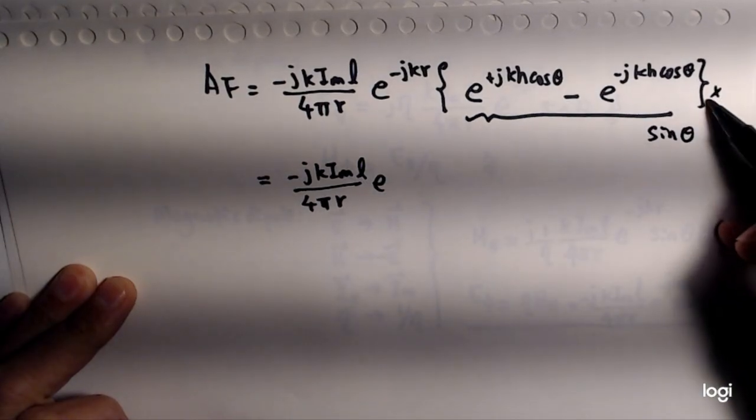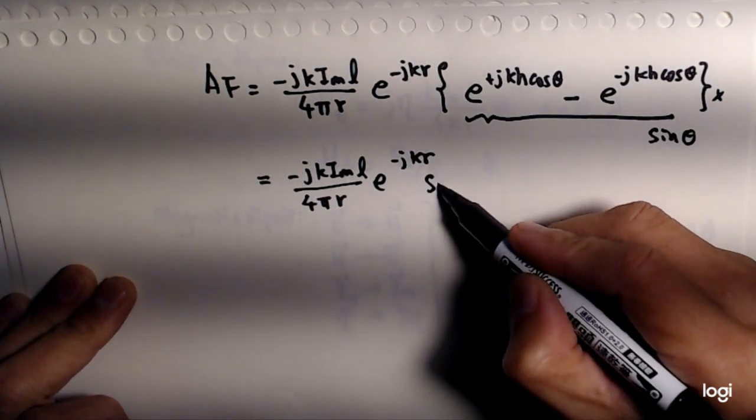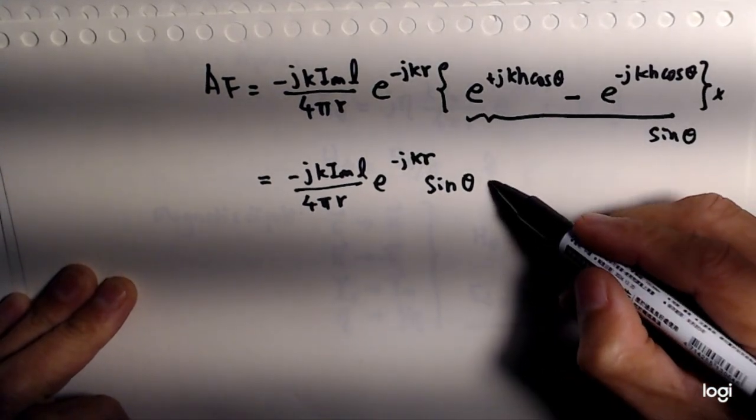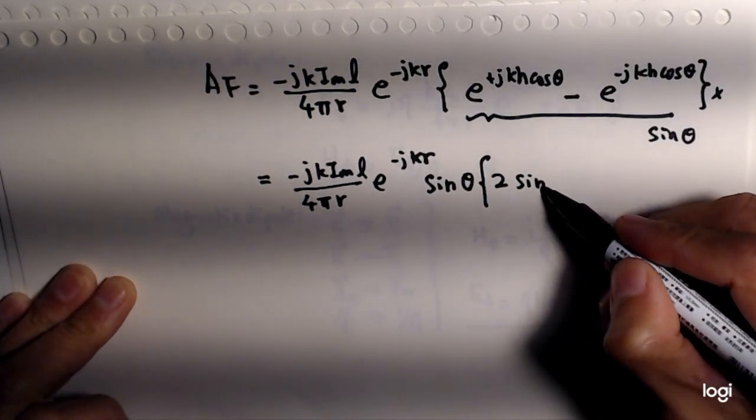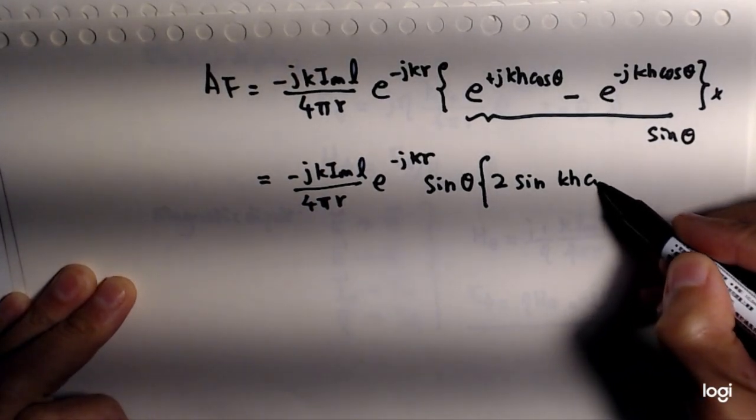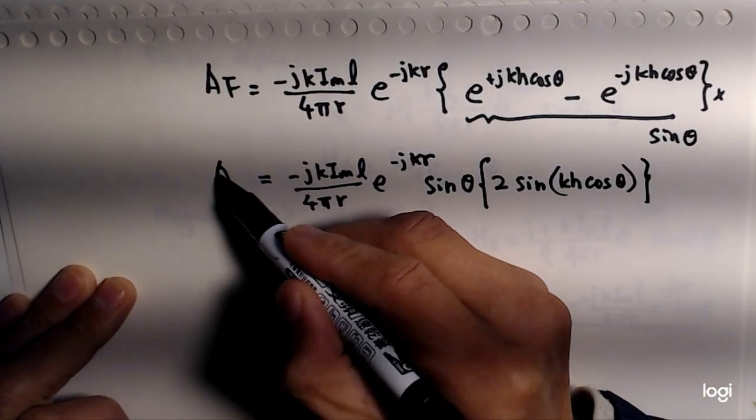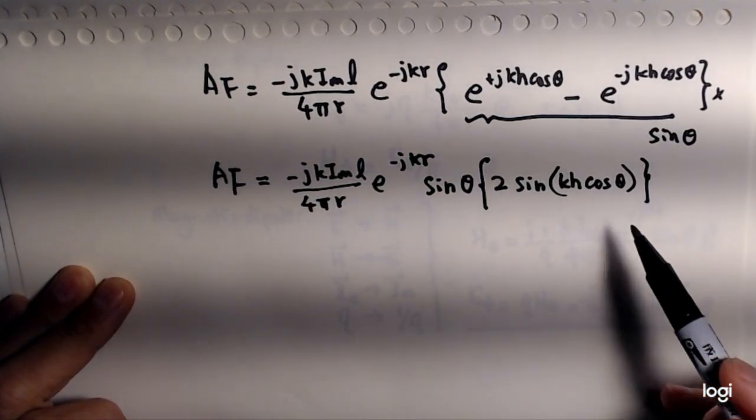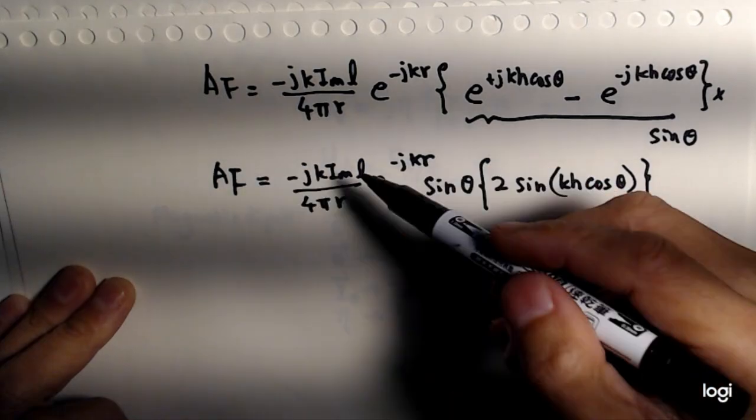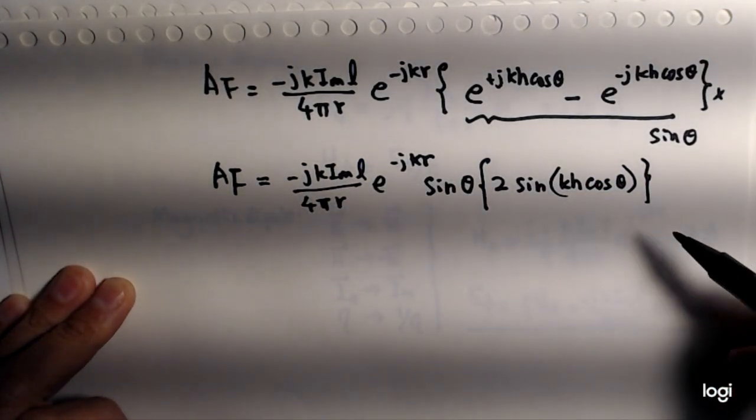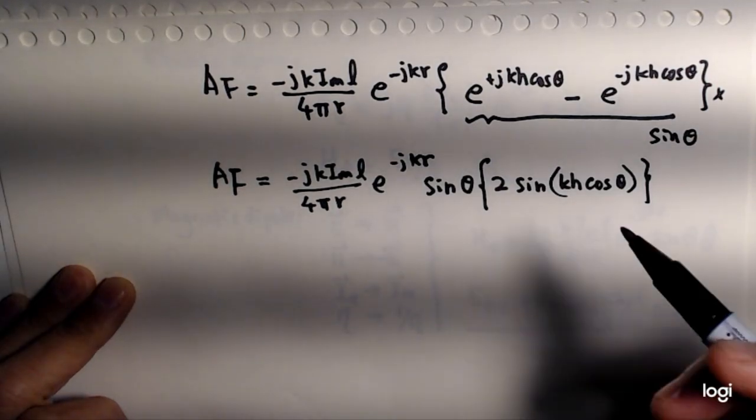We need to multiply this. So j, k, r, and then sine theta. And here it will be 2 sine of k h cosine theta. So this is what I think. This is the final expression for the far field from the dipole antenna, from the magnetic dipole. Okay.